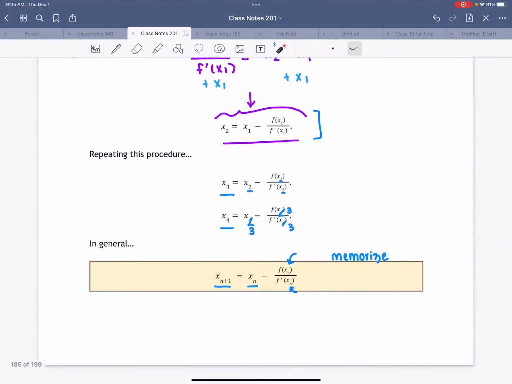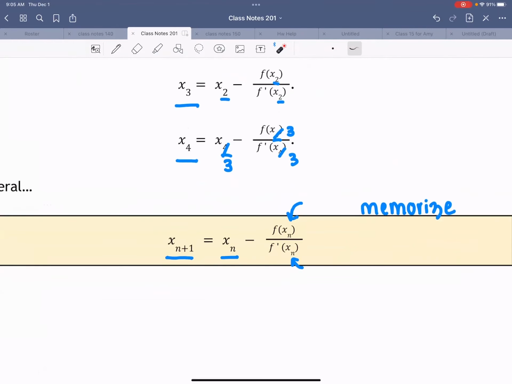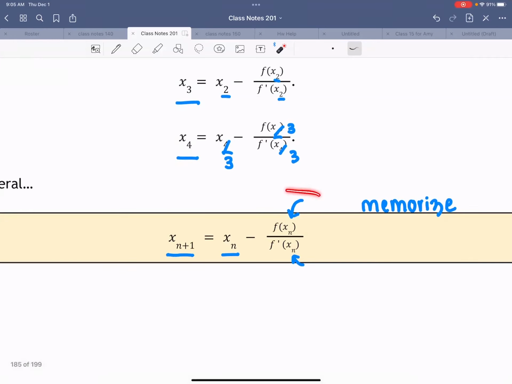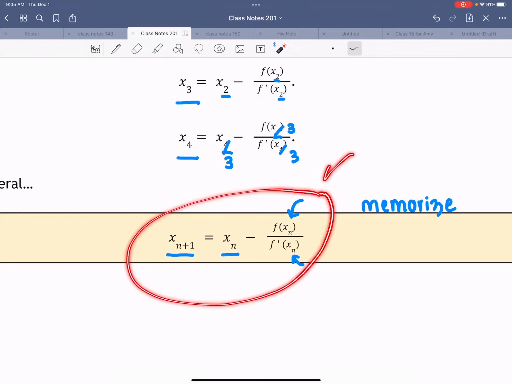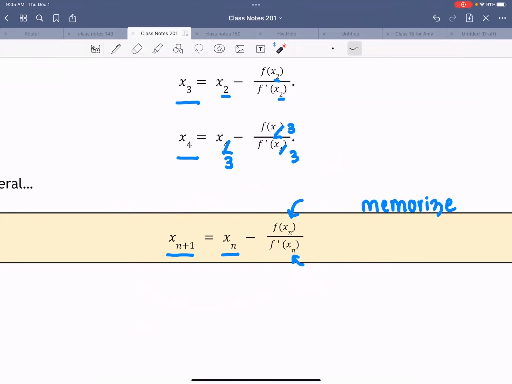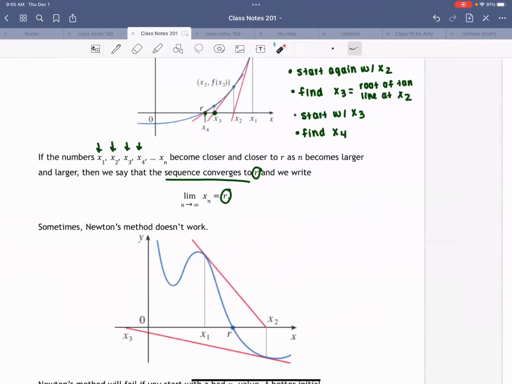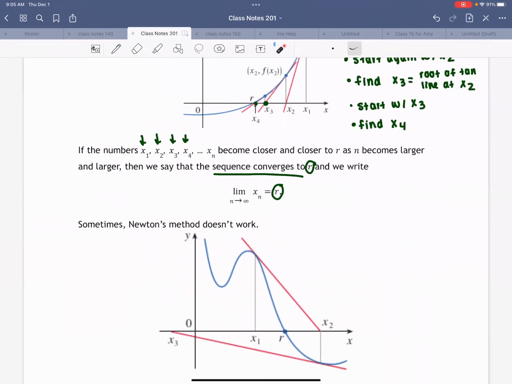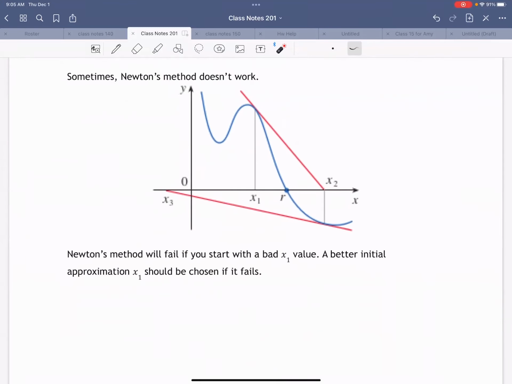Now, there was a formula for Newton's method to find any value of x in x1, 2, 3, or 4. And I told you you had to memorize this. I'm actually going to ask you this formula on the quiz, so we have to make sure that we know this formula.